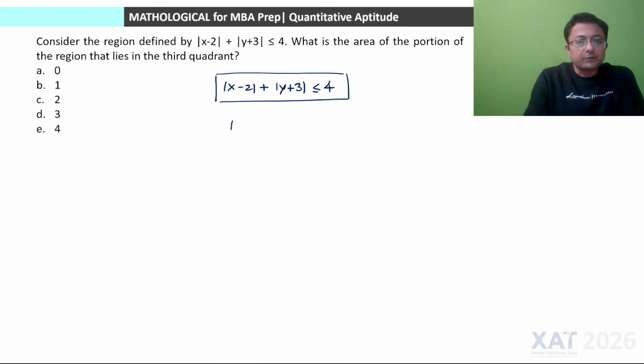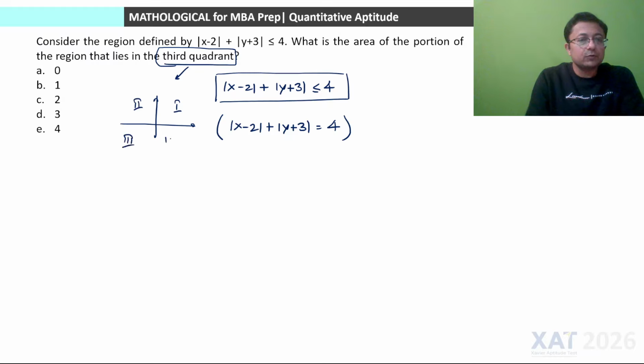So first of all we should find out the graph of mod of x minus 2 plus mod of y plus 3 equal to 4, and all the values inside that graph will be in our satisfying region. But what we need is the area of the portion of the region that lies in the third quadrant. This is the first quadrant, second quadrant, third quadrant and fourth quadrant. In the third quadrant x is less than 0, y is also less than 0.